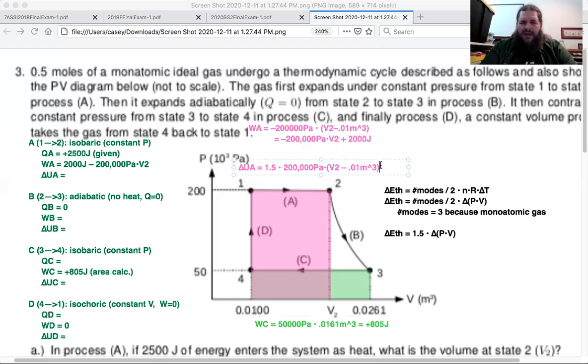And again, we can distribute that. We've got 1.5. First of all, 1.5 times 200,000 would be 300,000 times V2 minus 300,000 times 0.01 would just be 3,000. And then pascals times cubic meters is joules. So again, we don't know V2, but we now at least have an expression for delta U A. So we'll fill that in. 300,000 pascals times V2 minus 3,000 joules. Any questions on that so far?